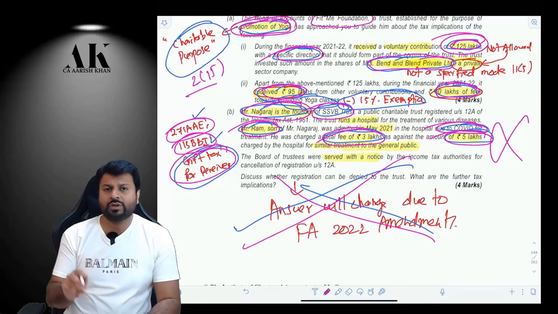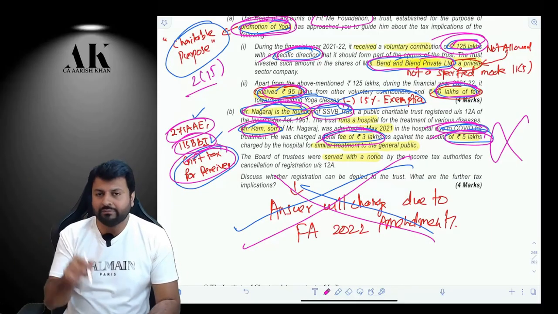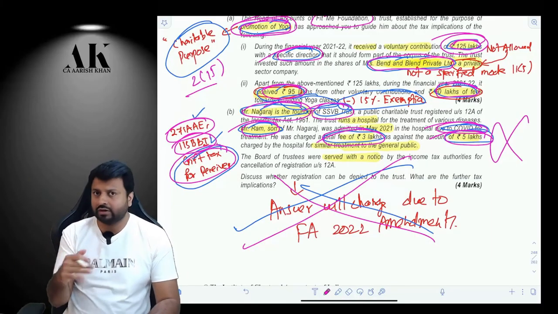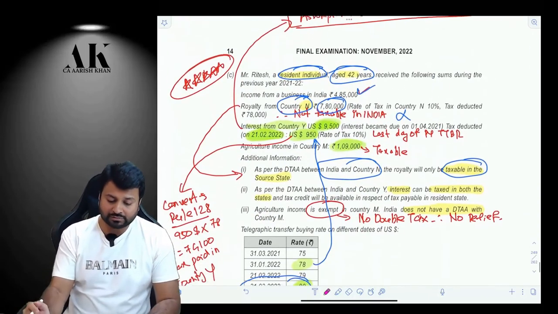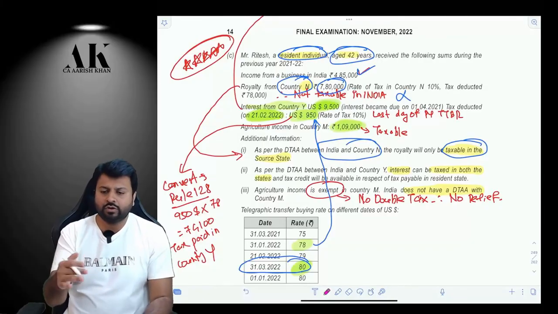Don't see the answer given over here because this is as per Finance Act 2021, because this is the latest paper and I did not get the time to change the entire solution over here. Okay, I have directly put the ICAI booklet over here. So don't see this. Okay, so whatever answer which I have told you, that is the correct answer.